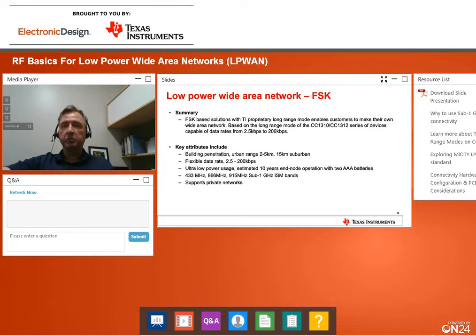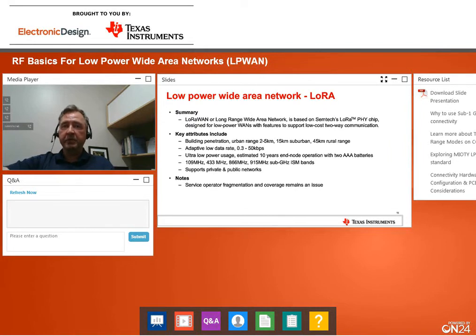Most FSK technologies are supported by private networks only. LoRa is a different technology supported by Semtech. It is a patented PHY, so it is not one that we do support actively today. But it does provide very good range, and I will get into a little bit about why that is later. It does have a limitation on its data rate to a maximum of 50 kilobits per second, but it does support the same low power end equipment that we also support with FSK.